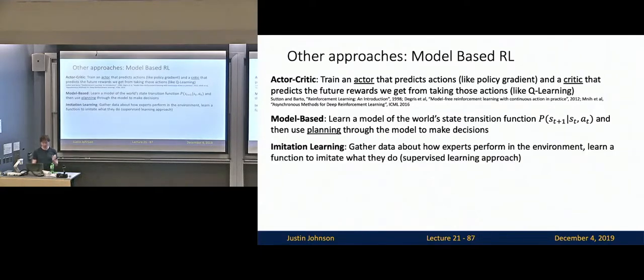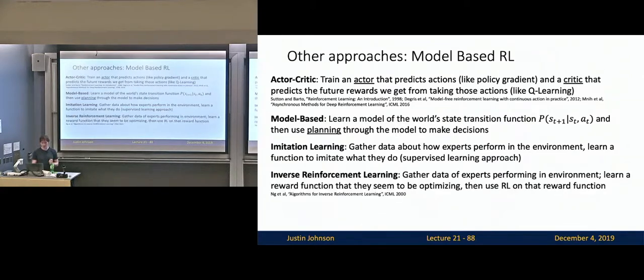Now another thing is just to do supervised learning. Say you want to get an agent to interact in an environment: collect data of people who are good at interacting in that environment, and then train a supervised learning model to just do what those experts did. That's the notion of imitation learning, which is another idea. There's also inverse reinforcement learning, where we collect data of what expert agents did in the environment, and then try to infer what reward function those experts were trying to optimize.